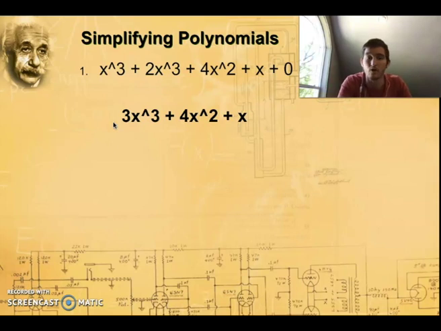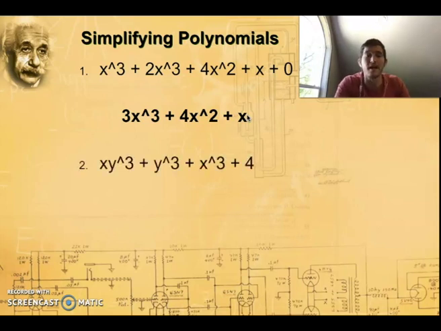Okay, so we're only able to combine terms with the same degree. So x cubed plus 2x cubed, that's going to be 3x cubed. 4x squared has no other like terms, so we're going to keep that. And then finally, we're going to add the x, and we can just get rid of the 0. We don't have to include that in our expression. It's taking up space.